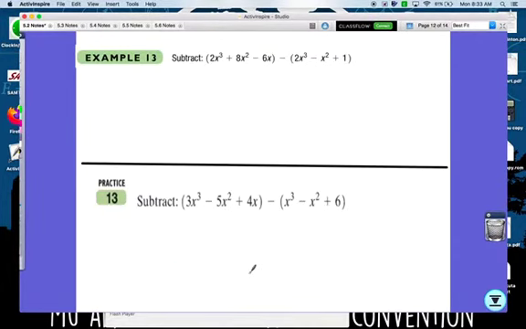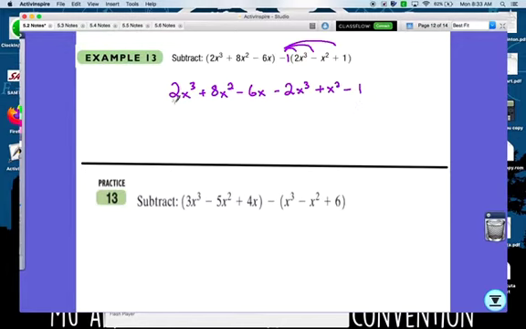All right, a little more detailed because we have more terms. It's exactly the same. Rewrite the first one, 2x to the third plus 8x squared minus 6x. Distribute the negative 1. That gives me minus 2x to the third. Negative 1 times the negative x squared gives me positive x squared. And negative 1 times the positive 1 gives me minus 1.